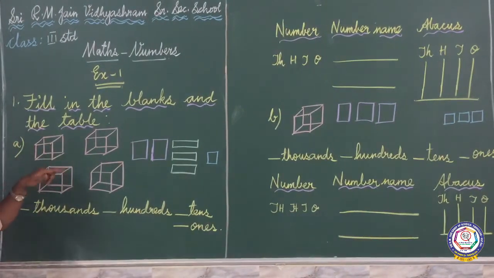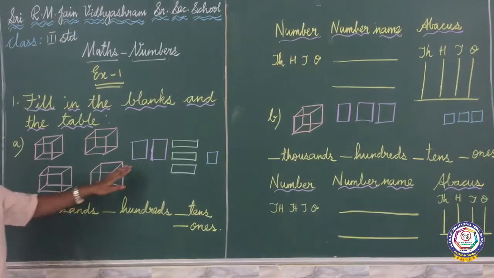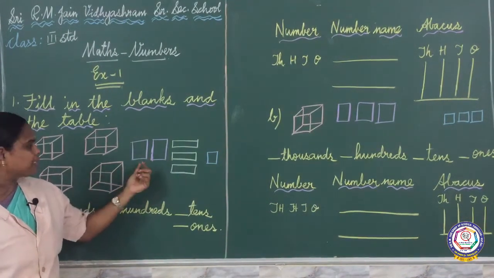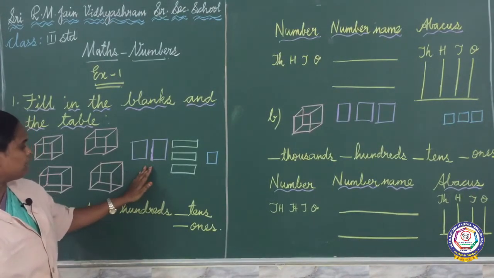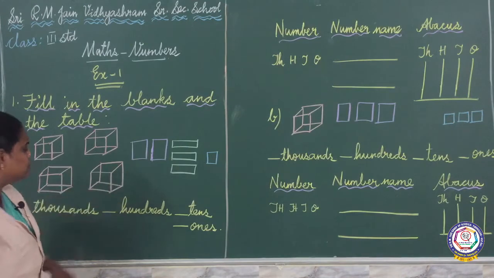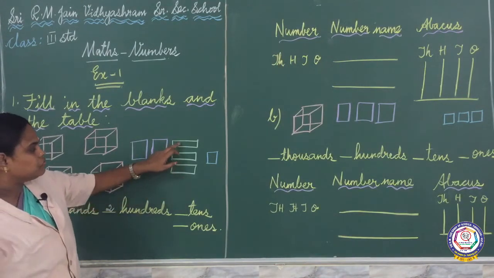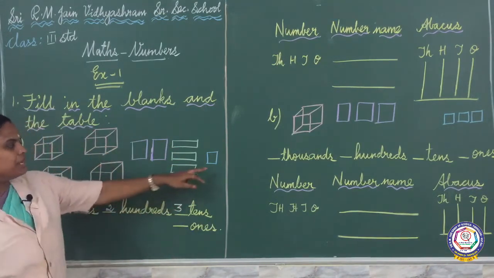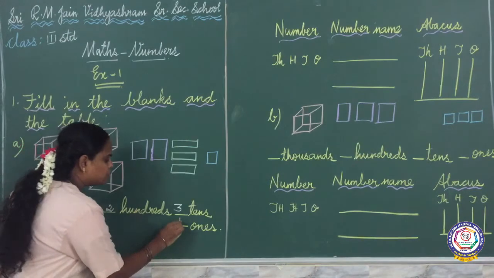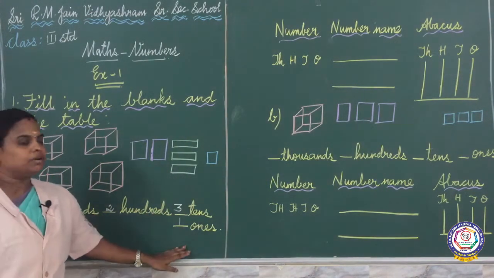So how many thousands are here? 4 thousands. Next, here how many hundreds? This box equal to hundreds. To represent hundreds we are using these boxes. So how many hundreds? 1, 2. Next, how many tens? 1, 2, 3. Then how many ones? Only 1. So what is the number we have formed? 4231.